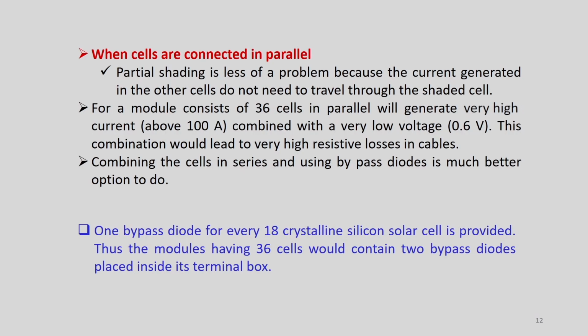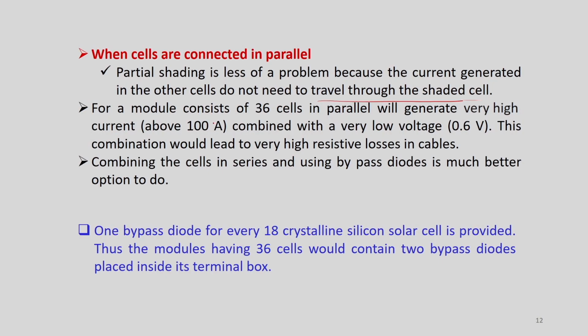Now come to the situation when the cells are connected in parallel, okay. This partial shading is less of a problem, because the current generated in the other cells does not need to travel through the shaded cell, okay. This is one important aspect.